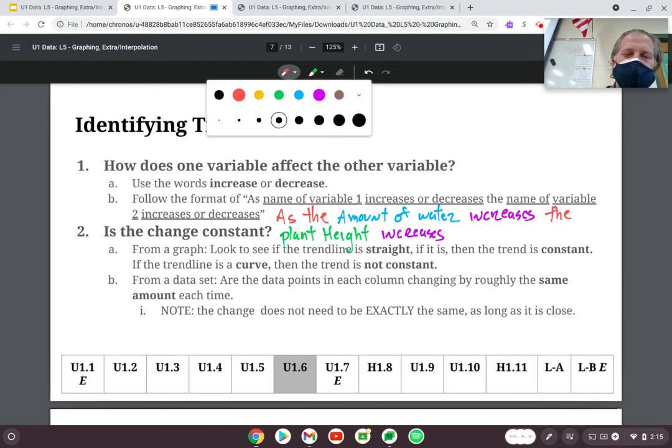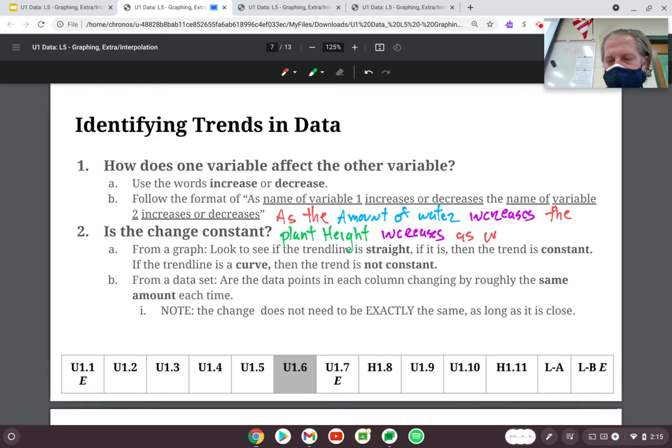And I'm just going to add a little bit to it, a little flair, as they say, as well. So that's my relationship between the data. So as we added more water, the plant height increased, and so that was the relationship that was shown there.